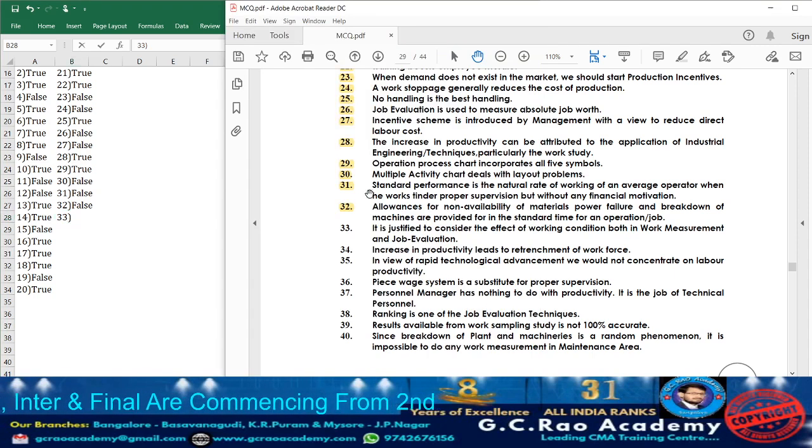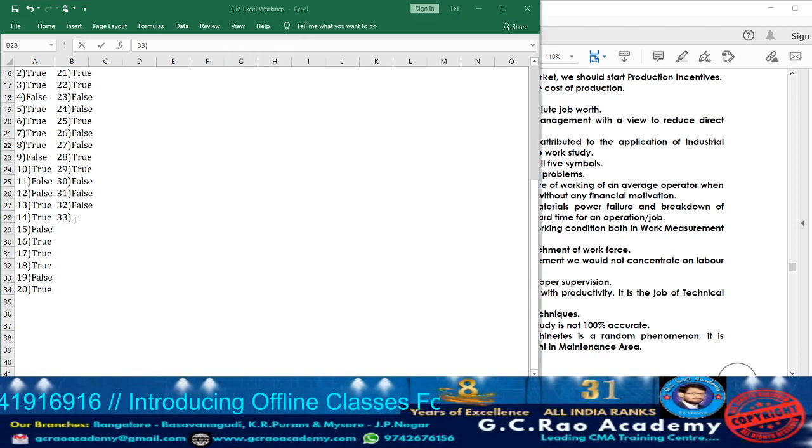Now, moving on to statement 33. What they are telling? It is justified to consider the effect of working conditions both in work measurement and job evaluation. Yes, it may be in work measurement or in job evaluation. They are going to study the work condition, what kind of job will be performed, and take it into consideration. Accordingly, statement 33, whatever they have given, is true.